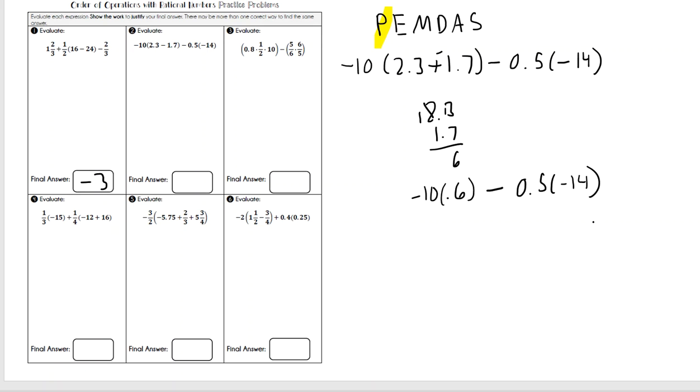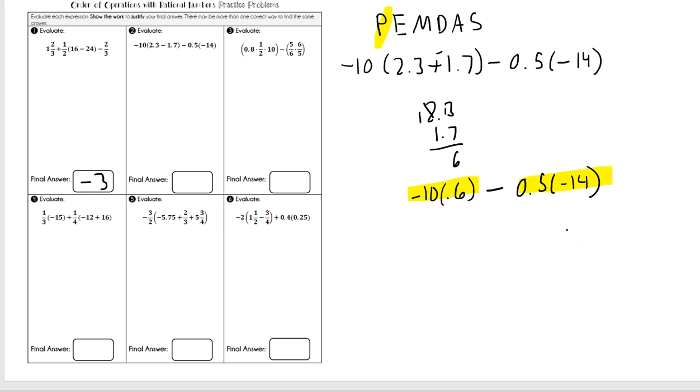So let's go ahead and do the multiplication that we have. Okay, we have two multiplications. We have negative 10 times 0.6, and we have 0.5 times a negative 14.